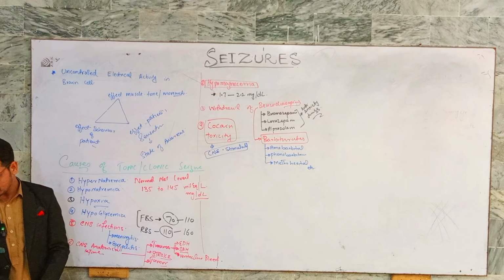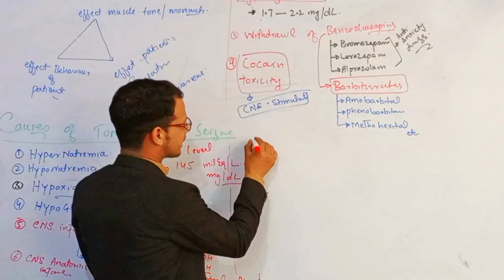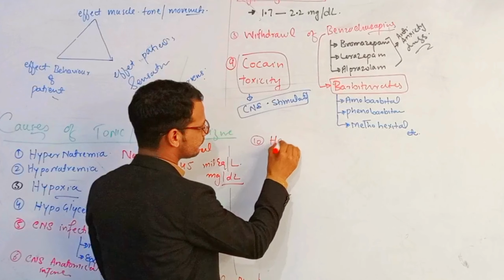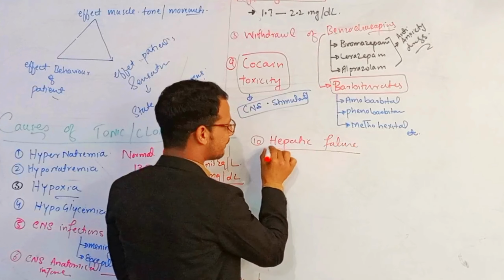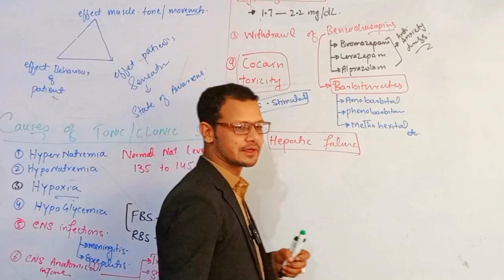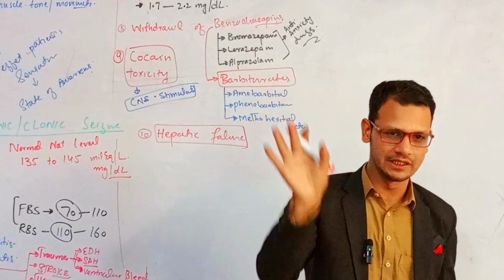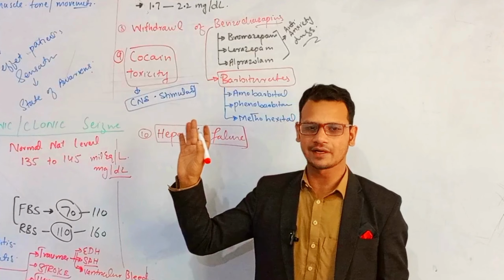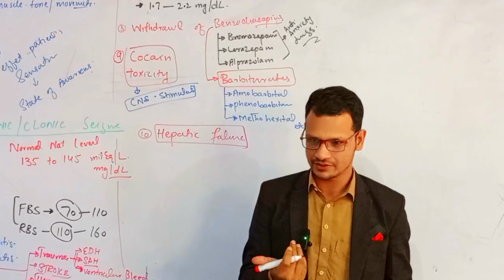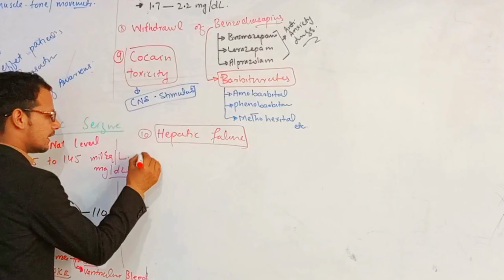The next is hepatic failure. Next cause is hepatic failure, because when your liver is not working, your metabolism will be wholly affected, and your brain and other organs will not get enough nutrients, right? So hepatic failure is also a cause of seizures.